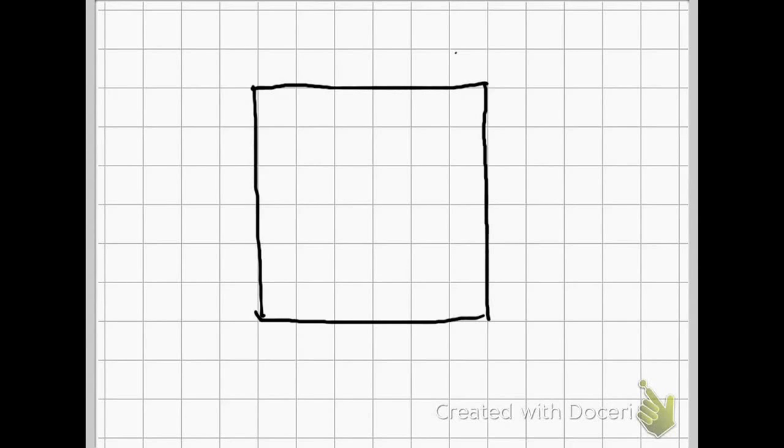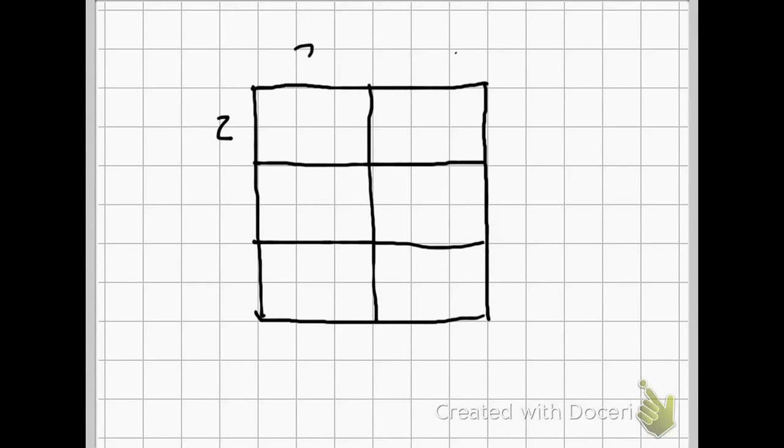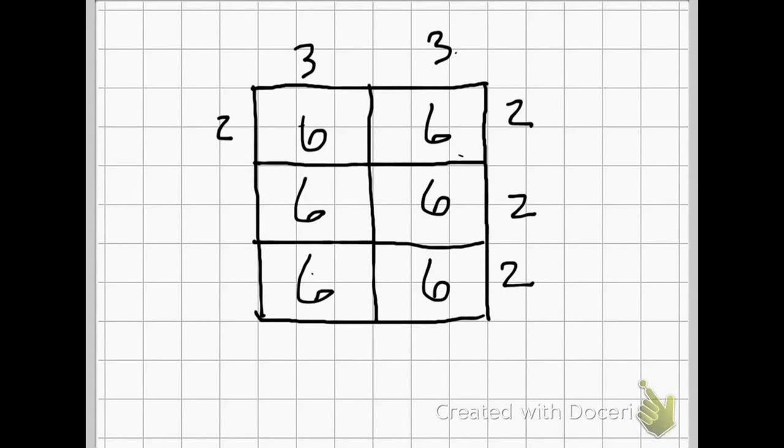Let's say I wanted to divide this up into 6 equal pieces. I could cut it into thirds and then draw a line down the middle. Here I have 6 pieces, but I need to see if they're equal. 2 times 3 is 6. The length is 2, the width is 3, so it's 6. 2 times 3 is 6, and 6. So they all have equal area.